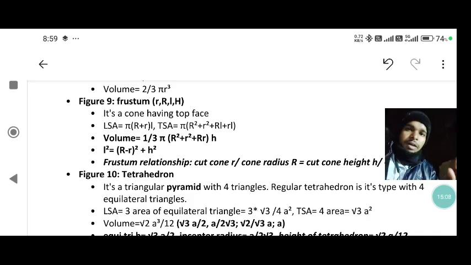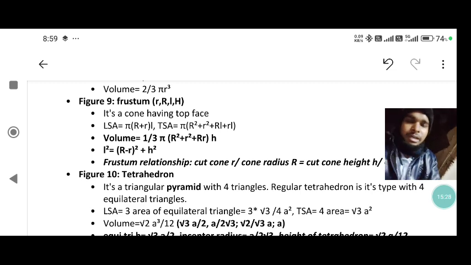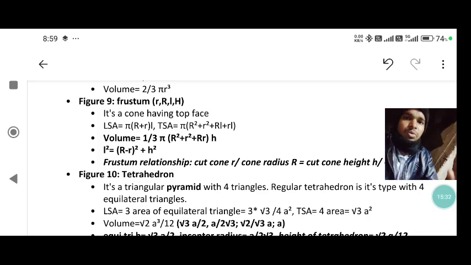So it has a small r radius at the top and a capital R radius at the bottom, L is the lateral side, and H is the height. So the lateral surface area is the same as a cone, pi r l. But the thing is there are two radii, so r will be the sum. It is pi into (small r plus capital R) into L.